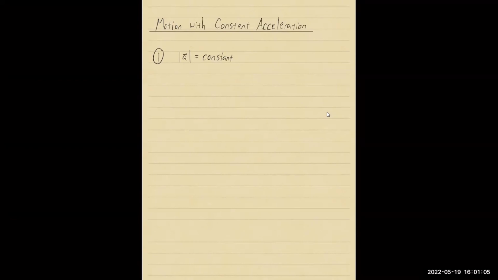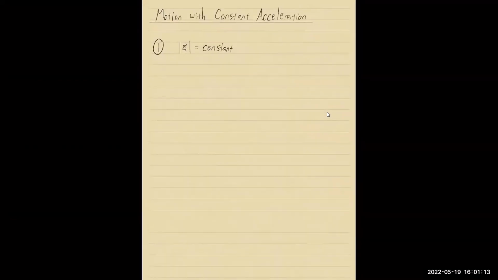So for this acceleration vector to be constant, that means that its components also have to be constant. So in component form, this means that the x component of our acceleration has to be constant, and our y component for our acceleration vector also has to be constant. Just like that.